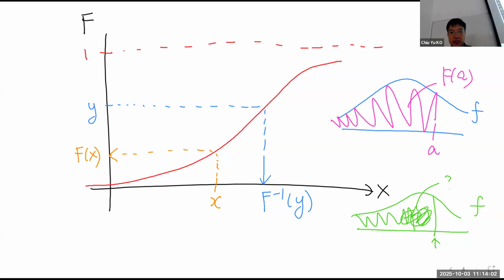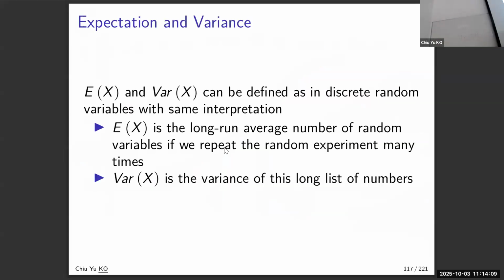One last thing I just want to say. Since we don't do integrals or differentiation, I'm not going to define expectation or variance. But the idea is the same. You do this experiment many, many times, convert the outcomes to numbers, and look at all the numbers. The average of these numbers is the expectation. The variance of those numbers is the variance.